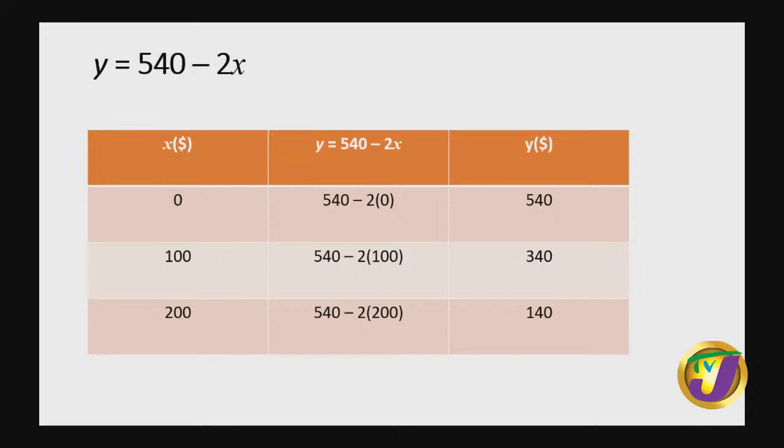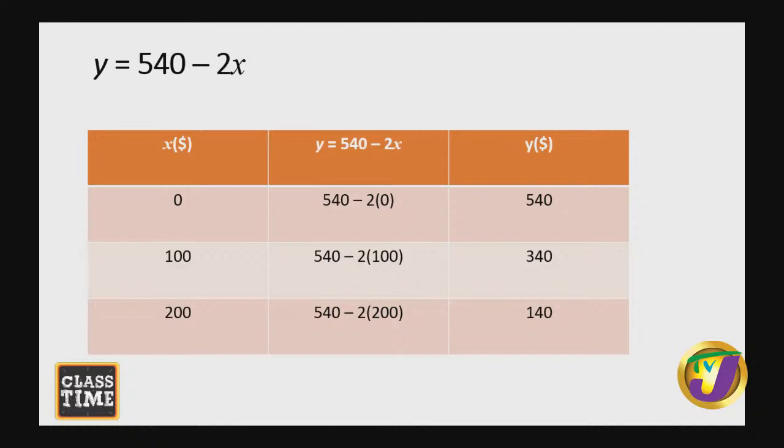All right. What if it were sold for $200? That would be 540 minus 2 times 200. Or 540 minus 400, and that would be $140 for one box of orange juice. Okay. All right, so this is your purchase.